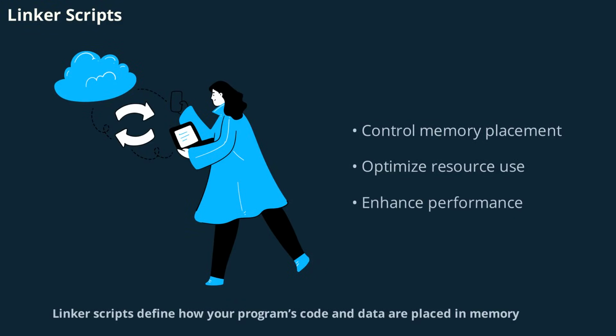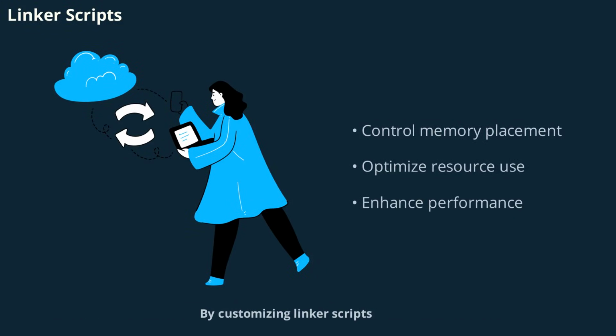Linker scripts define how your program's code and data are placed in memory. By customizing linker scripts, you can optimize memory usage and ensure that critical sections are placed in fast or protected memory regions. This level of control is especially important in systems with limited resources or strict timing requirements.